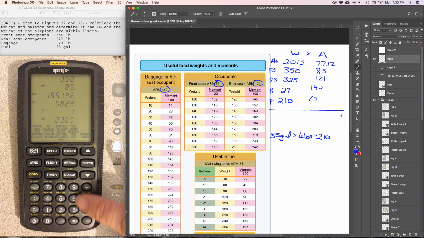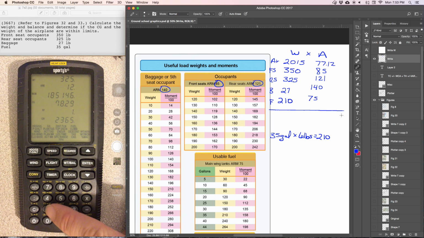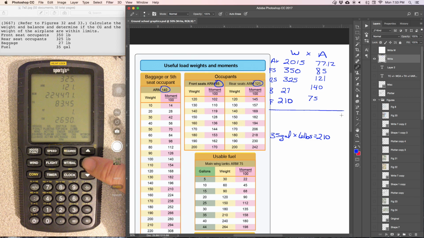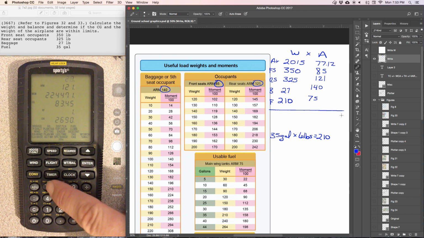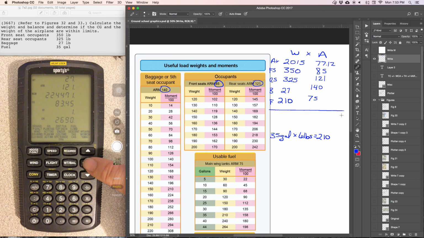Enter again to add rear seat, 325 at station 121. Enter again, next weight, 27 pounds of baggage at station 140. Enter, add in the fuel, weight 210 pounds, station 75. Enter. And now we have a new center of gravity, 83 inches, 0.36. So I'm going to write that. Center of gravity is 83.36.